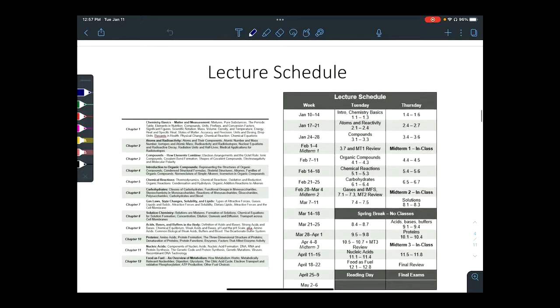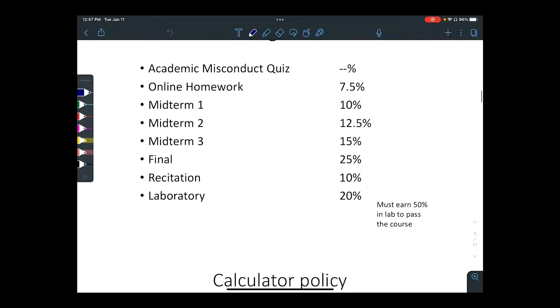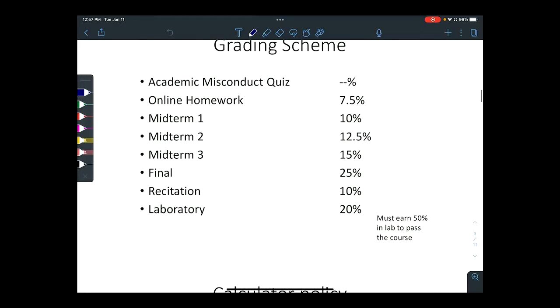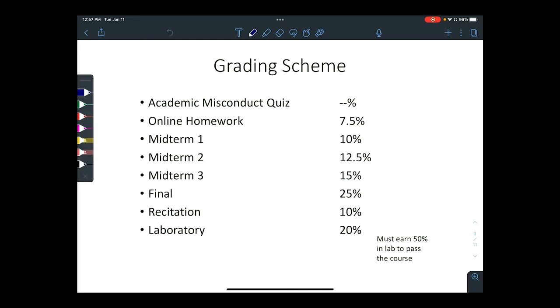Where did I leave off? So there's that. And then laboratory is 20% of your grade. In order to be a well-rounded chemist, you need to have technique and you need to be in lab. So we have this very strict policy. In order to pass this course, you must get a 50% in lab or more. You have to earn 50% of the points in lab in order to pass this course.